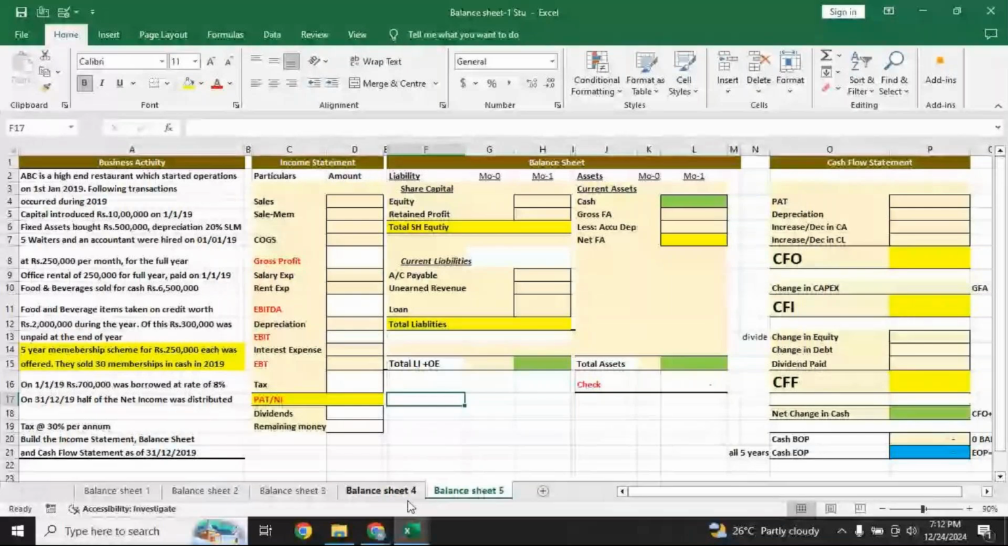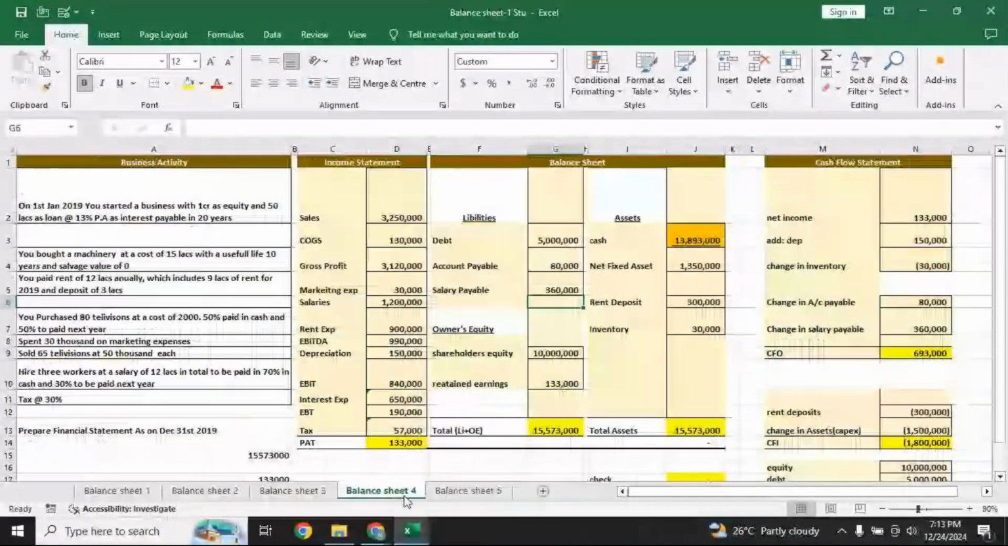Excuse me, ma'am. Can you explain the CFI part once again? Where in balance sheet 4? Yes, ma'am. CFI, this one. Yes, ma'am, the cash flow statement.